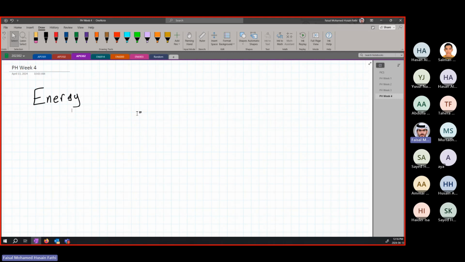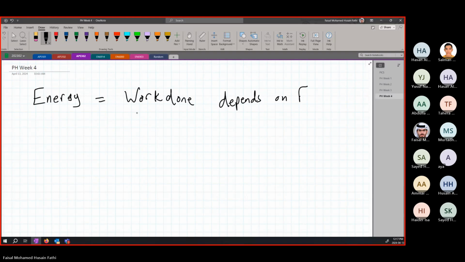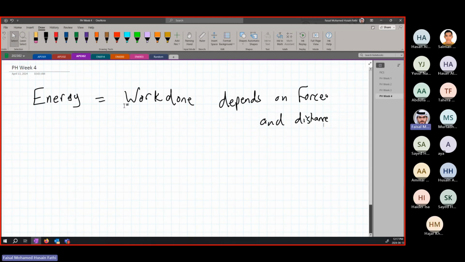What is the idea of energy? Energy is basically the change, or when there is work being done. For example, if you're applying a force and it's causing an object to move, there's energy in that object that's causing it to move. So the energy and the work are going to be dependent. The energy is basically simply work done. This work done depends on the force and the distance it is moving. Okay, so this is what energy is basically based upon.